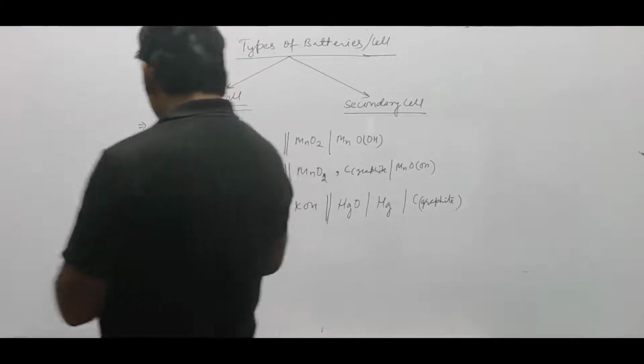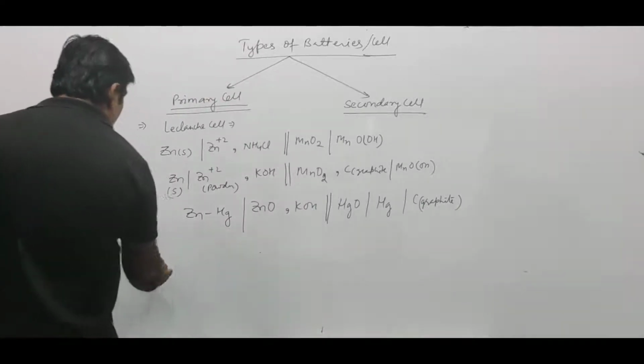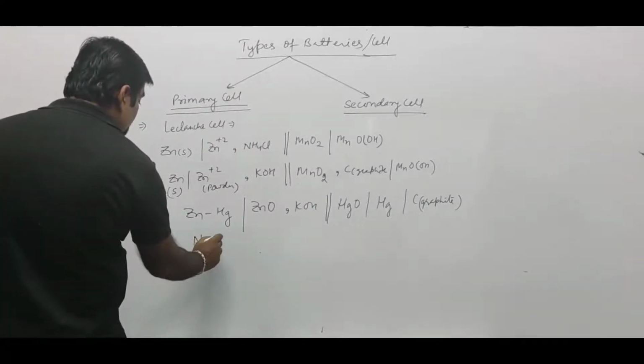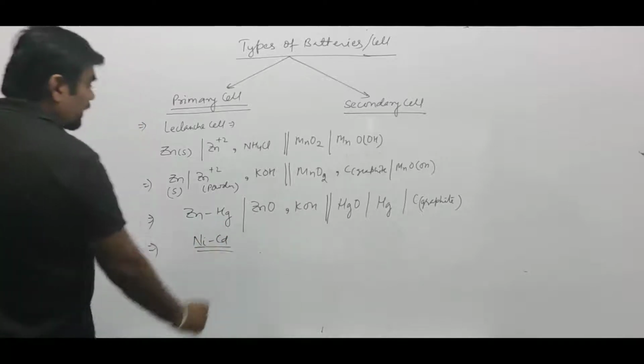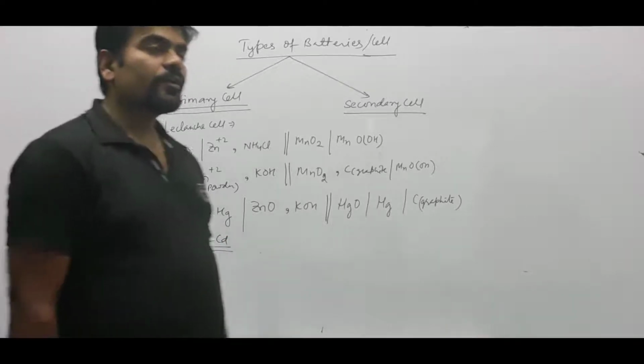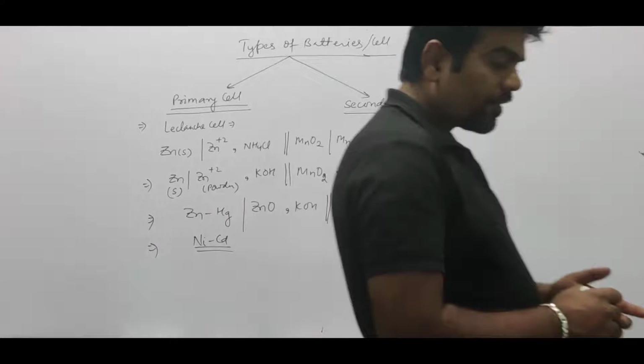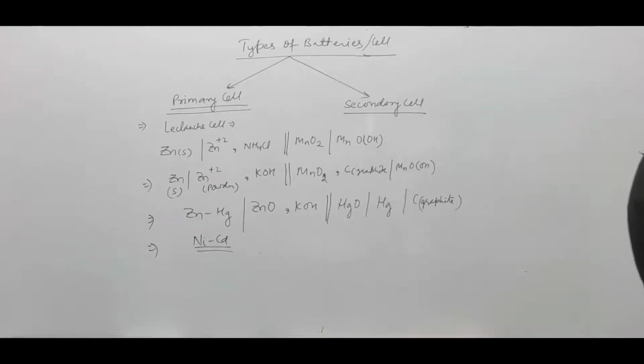So in the nickel cadmium battery, we are using nickel and cadmium, where nickel is taken in the form of nickel oxide as a paste in alkaline medium, and cadmium is used, where cadmium is converted to cadmium oxide, and nickel oxide is converted to nickel.